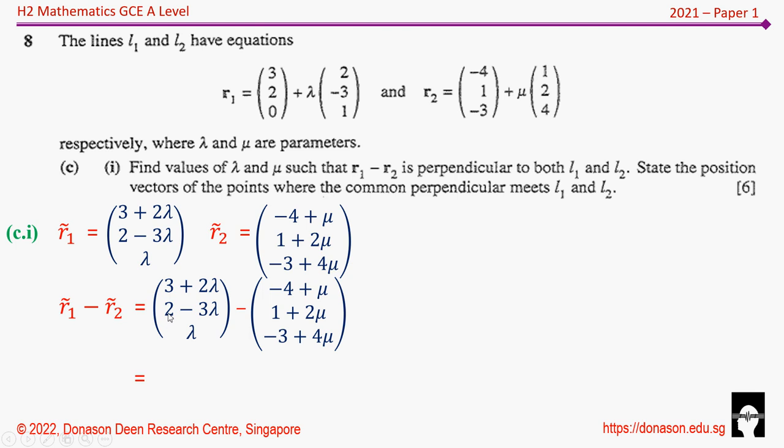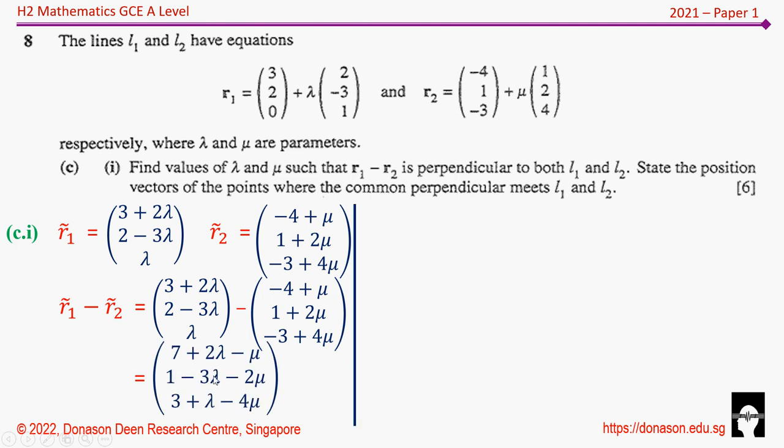And then for the j component is 2 minus 1, that will be a 1, minus 3 lambda minus 2 mu. And for the k component, it's going to be minus 3, which is a constant, and because of the minus sign in front, it's going to become minus of the minus 3, which would become 3 plus lambda plus 4 mu. So when you simplify that, this is what you're going to end up getting.